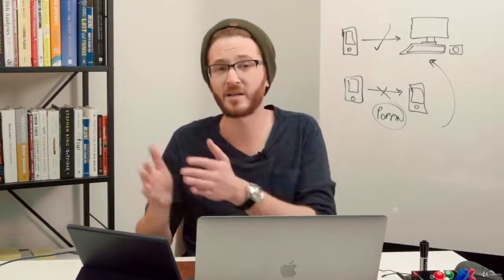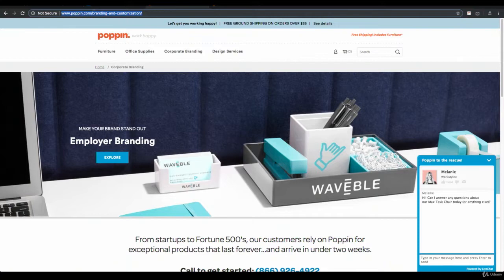So that, again, is information called UTM parameters. They're appended to the end of a final URL. So for example, if you have a final URL in an ad, let's say poppin.com/branding and customization, and I have a tracking template set up at the campaign level, and I activate that tracking template, then every single click of an ad will append that information to the URL once I land on the page.